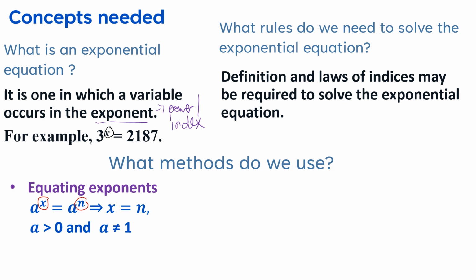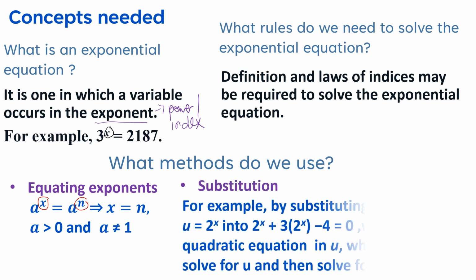Do you know why? Because what happens if a is a negative value? And a mustn't be equal to 1. And what is the reason that a mustn't be equal to 1? So think of what happens if a is equal to 1. Think of what happens if a is a negative value. Do you think you can still apply this method of equating exponents?